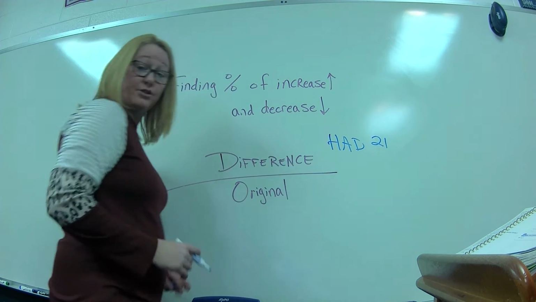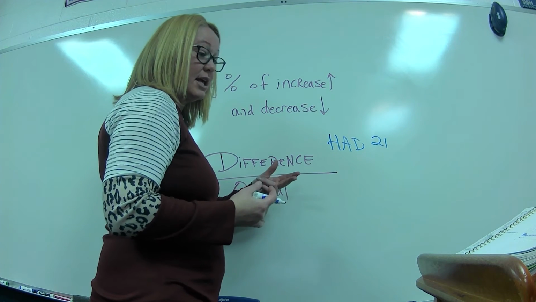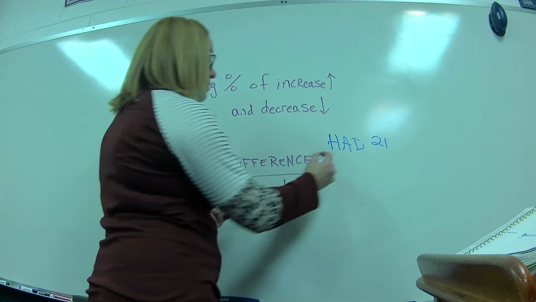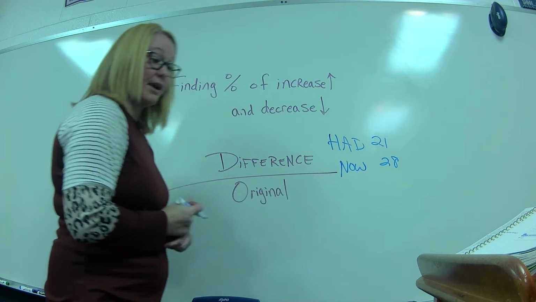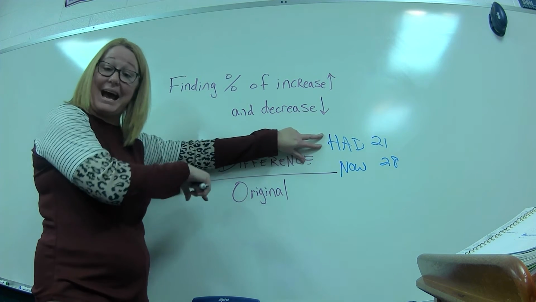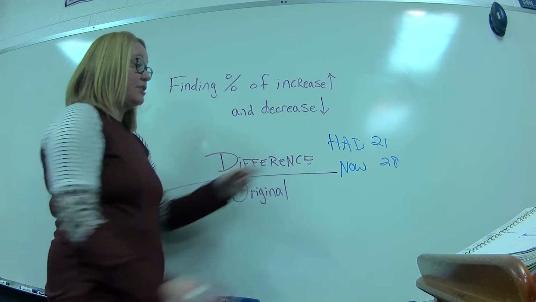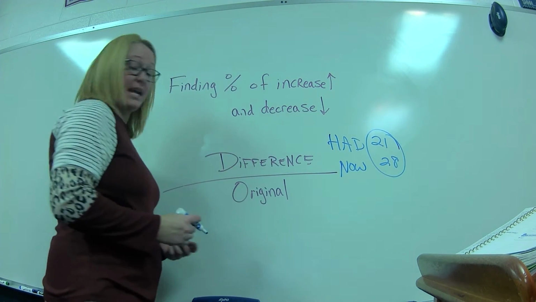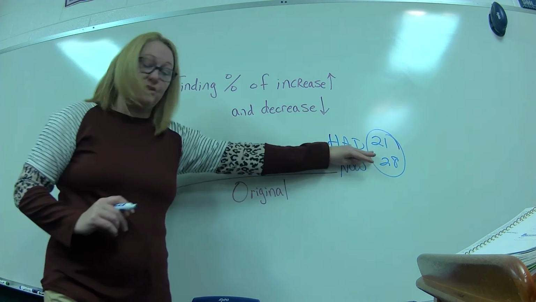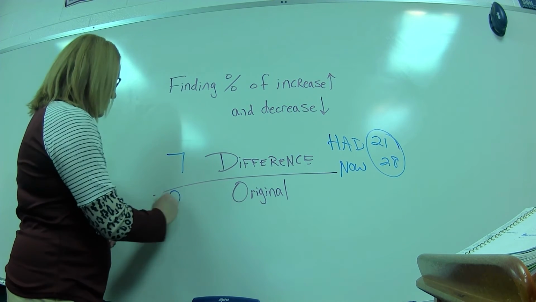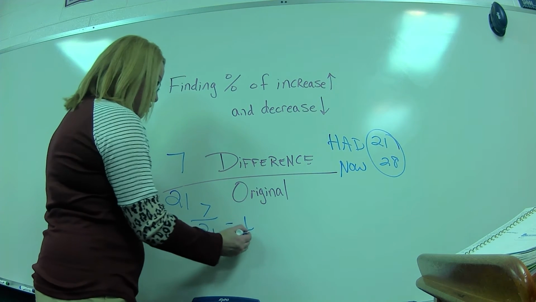$21, all right, so right now I have $21, but yesterday I went and raked leaves for someone, and so now I have $28. All right, I need to find the difference of what I had, say, yesterday and what I now have today. All right, so the difference of 21 and 28 is 7. So I'll put 7 on the difference line. The original is what I started out with, which is 21. So my fraction is 7/21, which reduces to 1/3.